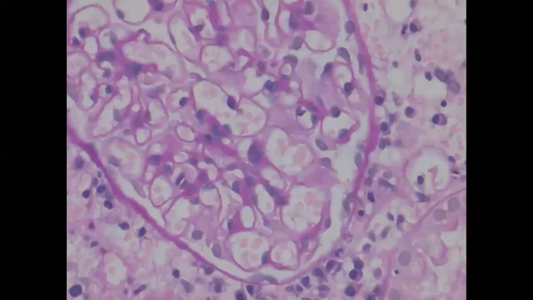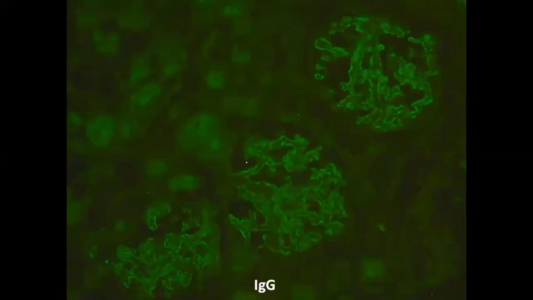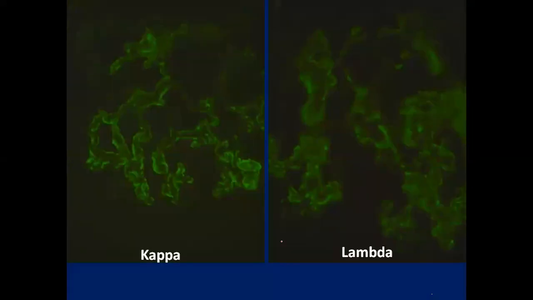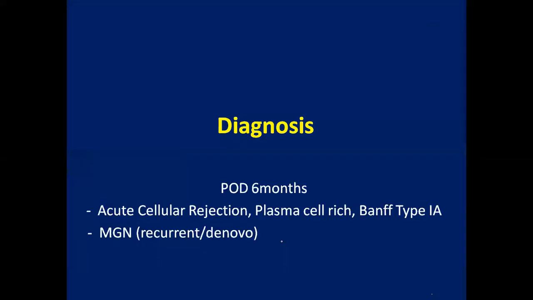The glomerular capillary wall was fine. The glomerulus looked fine, except for some dilatation of the glomerular capillary loop. But the interesting part was there was some IgG granular staining in the glomerular capillary loops. So I discussed with my nephrologist. I told him that there is a plasma cell rich rejection, but I feel there is some membranous component also.